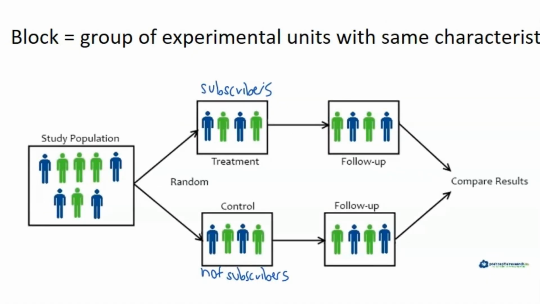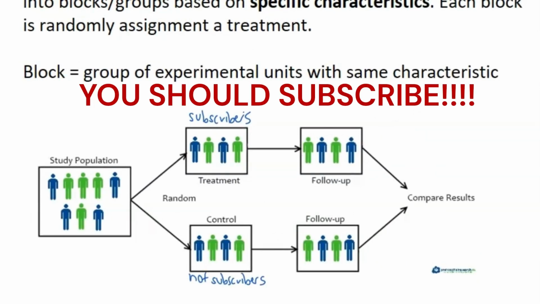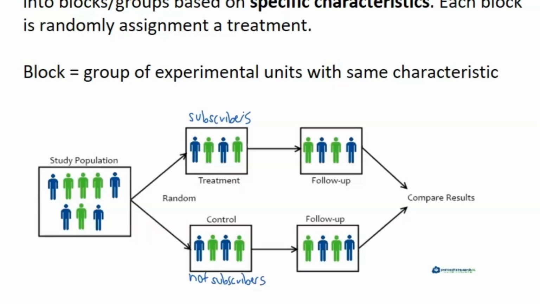So let's say our study population is PrepWorks viewers viewing this video right now. And so we're going to split them into 2 blocks. Block 1 is PrepWorks subscribers because they all have the same characteristic, right? They're all subscribed to the channel. And then we have another block that is not subscribers. They have the same characteristic. They're not subscribed to our channel.